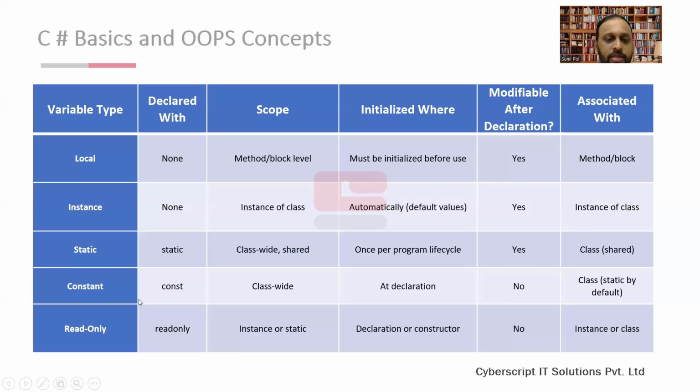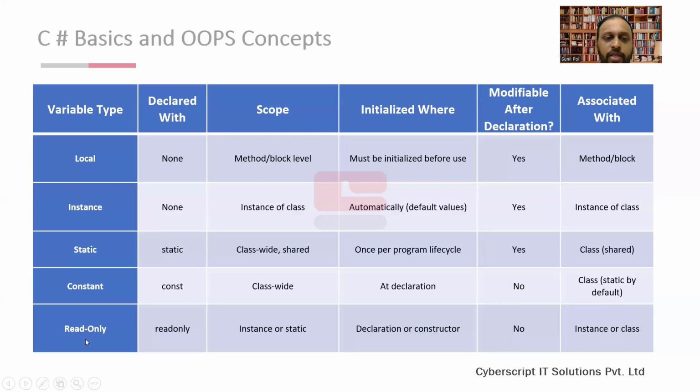Next one is the constant variable. If you want to declare a constant variable, then you need to use the const keyword for that. And constant variables are similar to static variables. It would not be associated with any particular object, so it would be shared between multiple instances like static variables. But constant variables cannot be modified after their declaration, and at the time of declaration only, you need to assign the value to it. So we cannot modify the value of constant variables at runtime as well as at compile time. So constant variables are static by default.